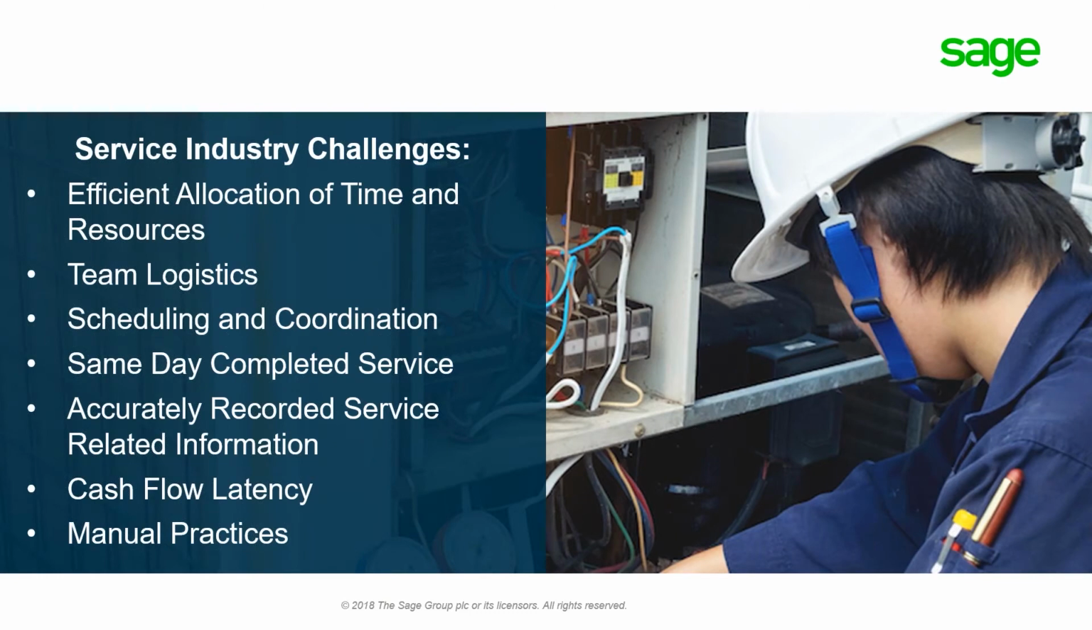So currently in the service industry, there can be several difficulties surrounding service-related processes. For your company, it might be efficiently allocating your time and resources. Maybe it's same-day completion of work orders due to lack of information or inventory. It could be lost paperwork orders, which can result in inaccurate billing, or even collecting work orders from technicians, which can result in cash flow latency. All of which are manual processes that are still common within the service industry, and these challenges can lead to lost time and money for the company.